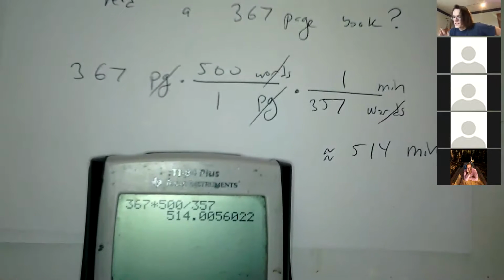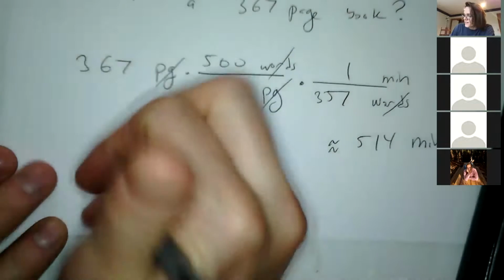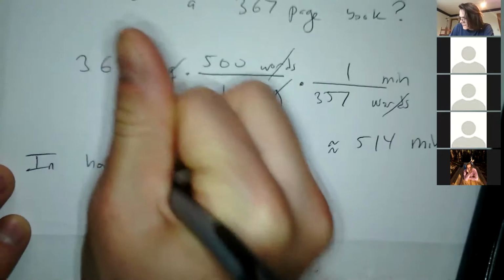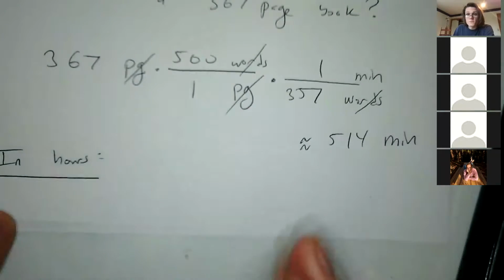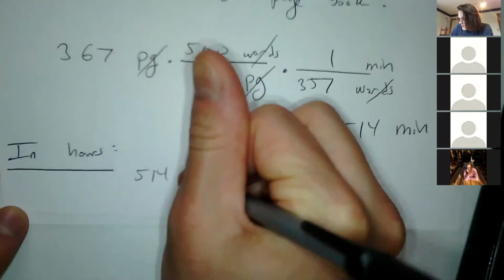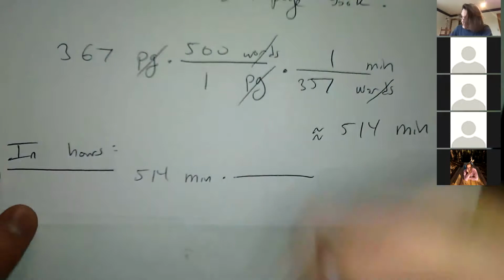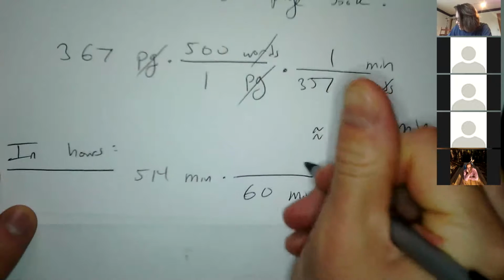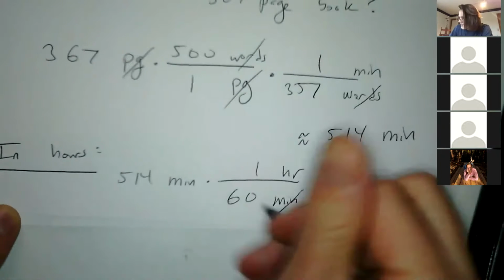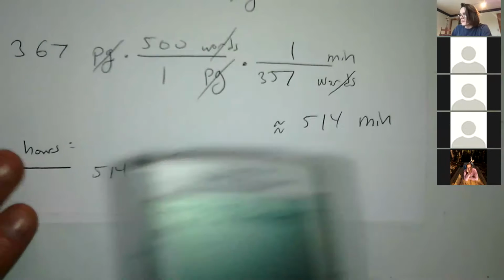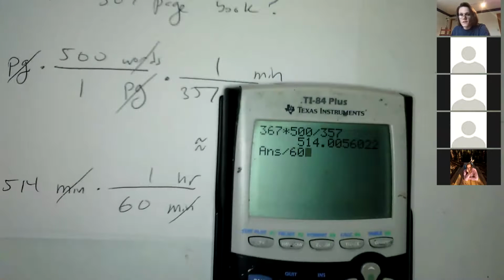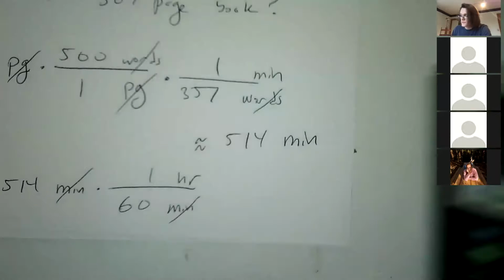So I should note that 514 minutes isn't really a unit. It's not really clear how long that is, right? So maybe we're interested in determining how many hours that is. That's something else we can compute, right? So in hours, we can compute this pretty quickly. 514 minutes. I know there's 60 minutes in an hour. So 60 minutes, 1 hour, the minutes cancel, and now I'm in hours. And so what do I get? It's about 8.6 hours.